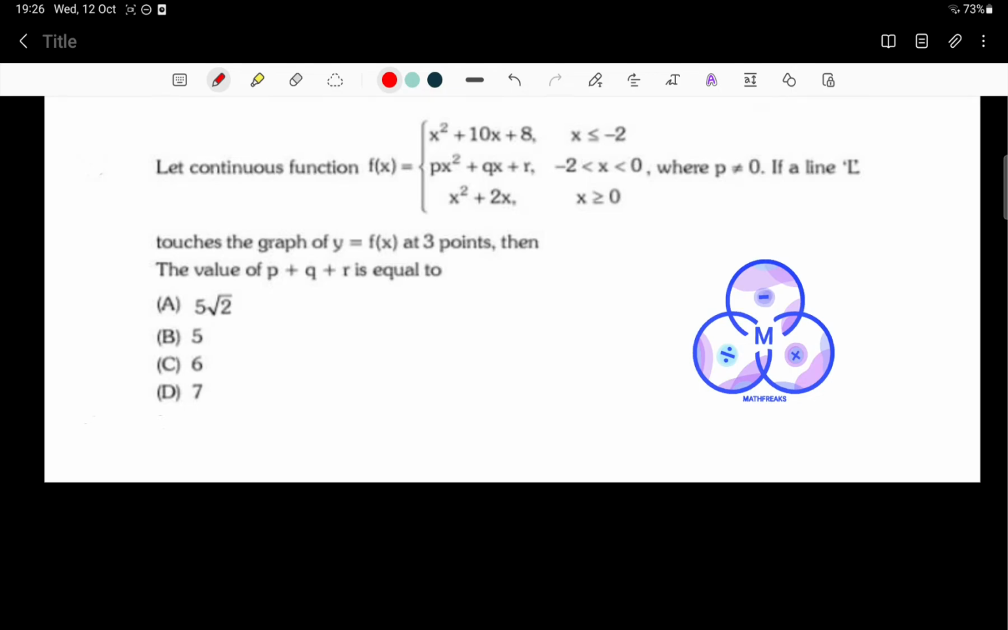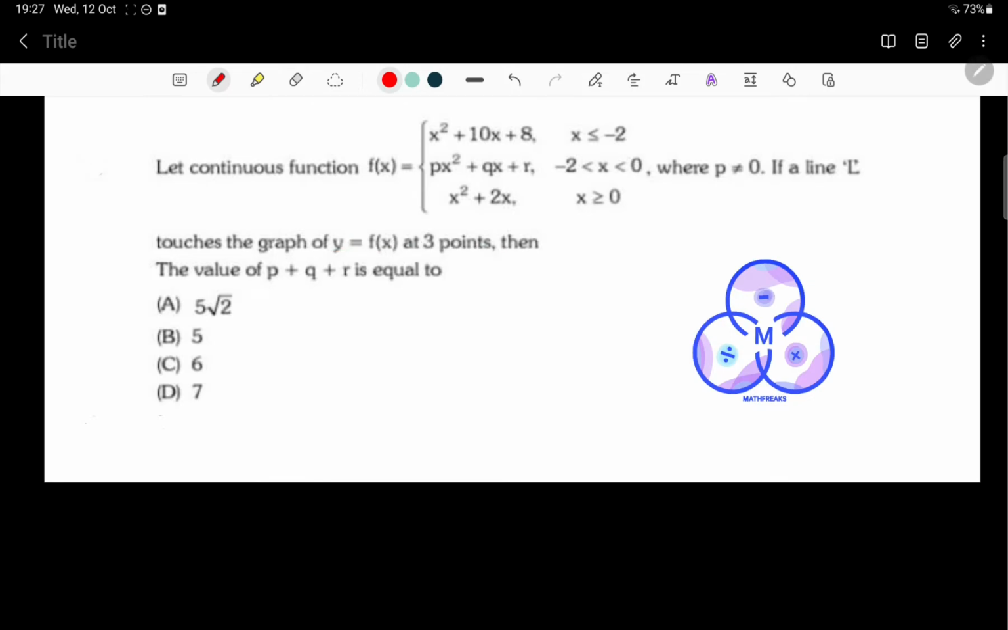This is a combination of two topics. Very interesting question. The question says: let a continuous function f(x) be defined over a range of x, where p is not equal to 0. If a line L touches the graph y equals f(x) at 3 points, then find the value of this.